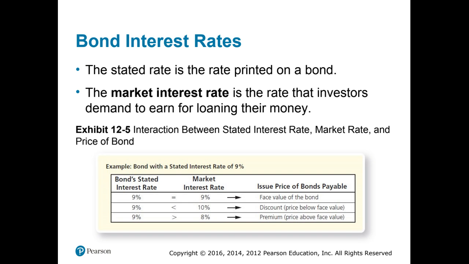If the stated rate is less than the market interest rate, then it was a discount. The price fell below face value. If it's a premium, then the stated interest rate was greater than the market interest rate, then the price was above the face value.